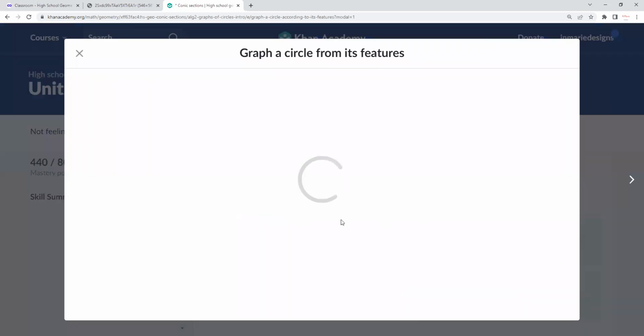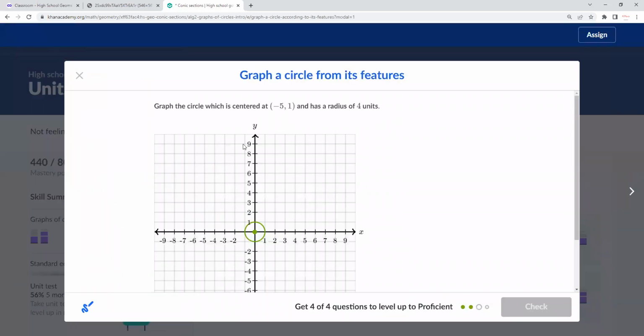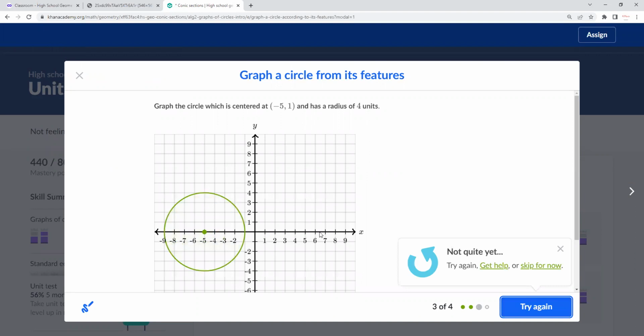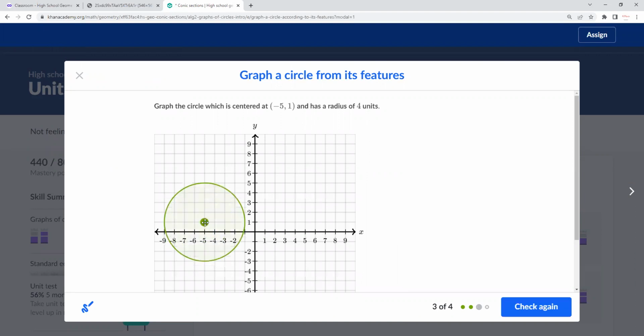You're just graphing circles. It tells you that the center is at -5, 1, and the radius is 4. So 1, 2, 3, 4. Oops, wait, -5, 1. There we go. So you're just graphing circles.